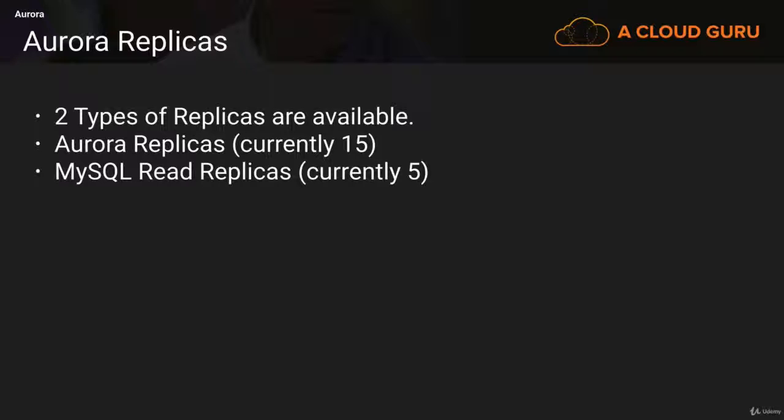Now the key difference between an Aurora replica and a MySQL read replica is the failover. So if you do lose your primary Aurora database for whatever reason, failover will automatically occur to your Aurora replica. It will not automatically occur over to your MySQL read replica, however.